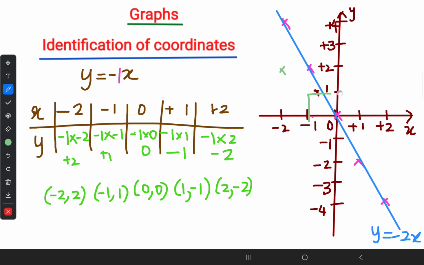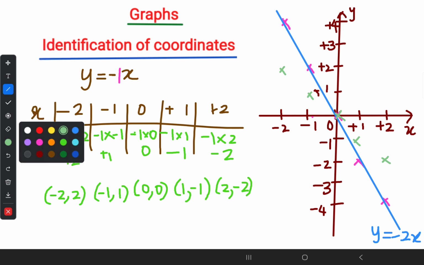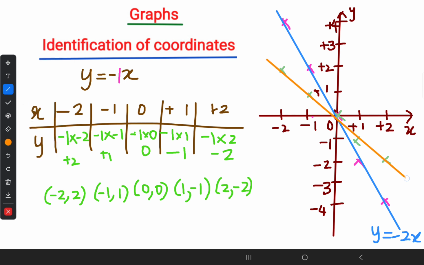x is -1, y is 1. Next coordinate, and x is 0, y is 0. x is 1, y is -1. It is opposite. x is 2, y is -2. Oh, that's all. We can connect them by using our straight line. I think there's a small deviation here. Okay, so this graph's name is y equals -1x.